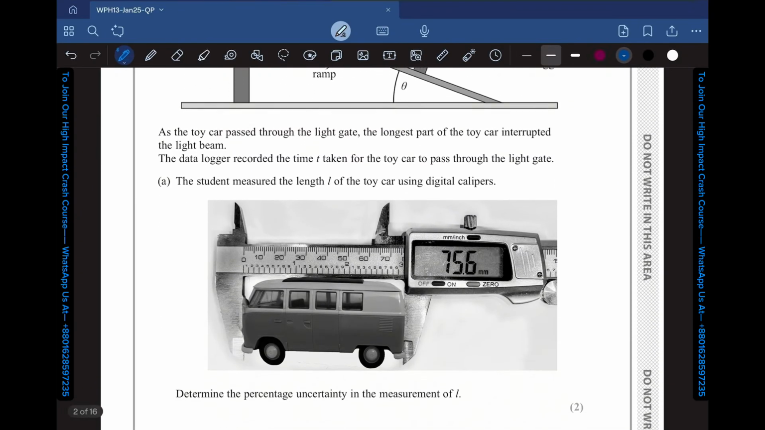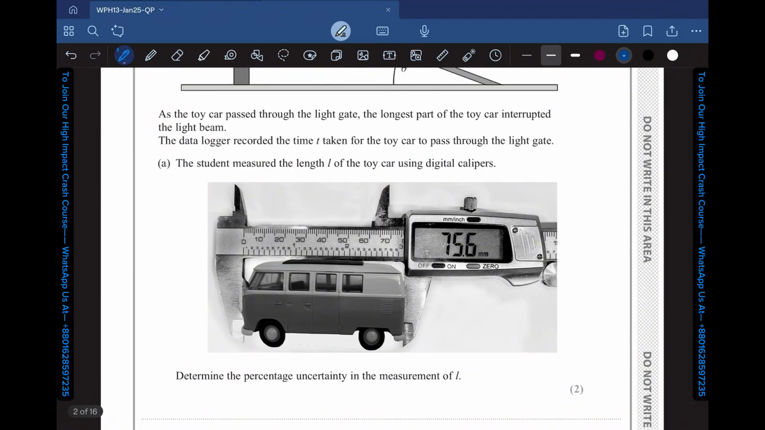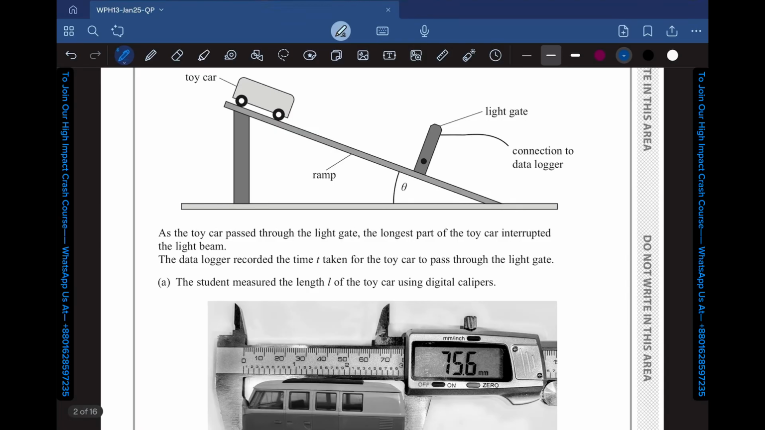Now, the later part of the question says, as the toy car passed through the light gate, the longest part of the toy car interrupted the light beam. And when it interrupts the light beam, at that time it starts the timer. Then the time it takes for this length to pass through the light gate is measured, and that time is used to calculate the velocity, something that we will look at in the later part as well. The next part says the data logger recorded the time for the toy car to pass through the light gate, something that I have said to you guys previously.